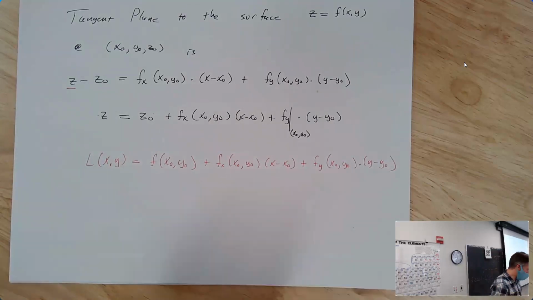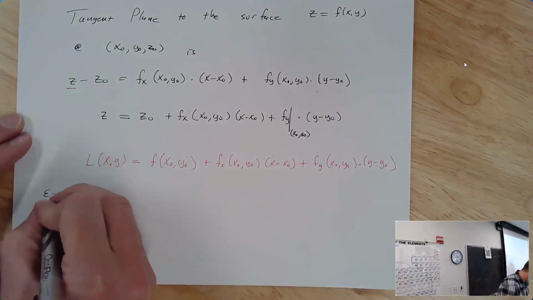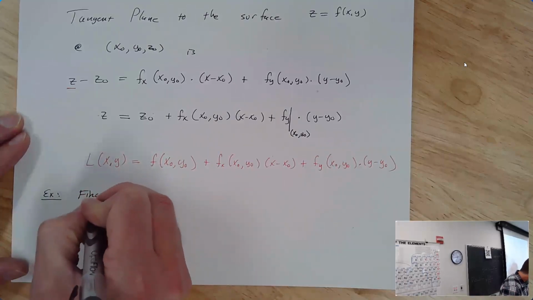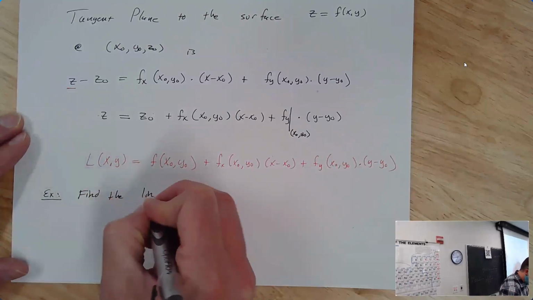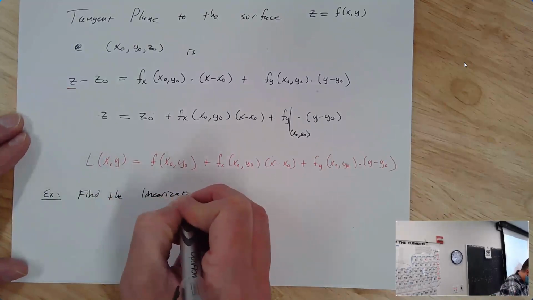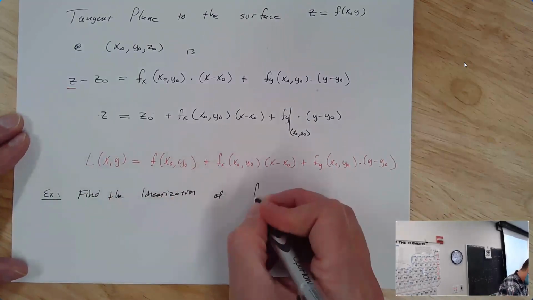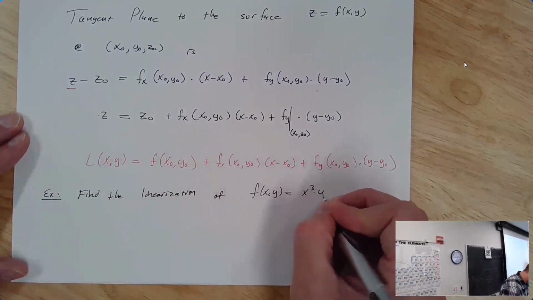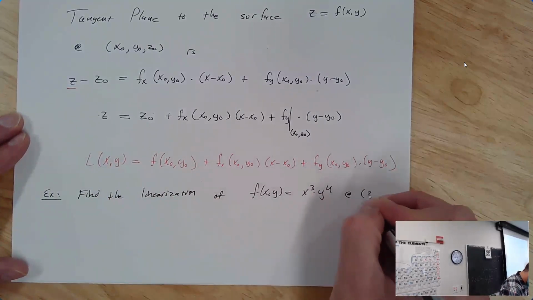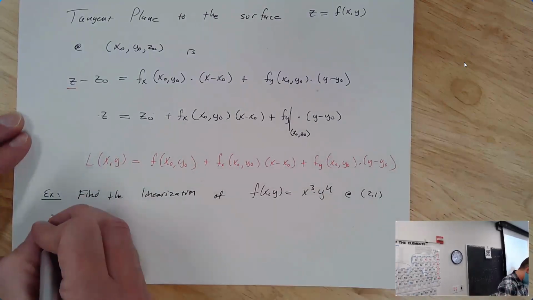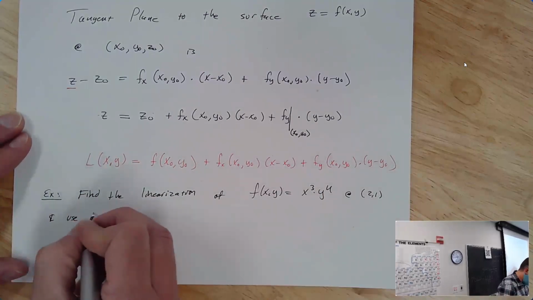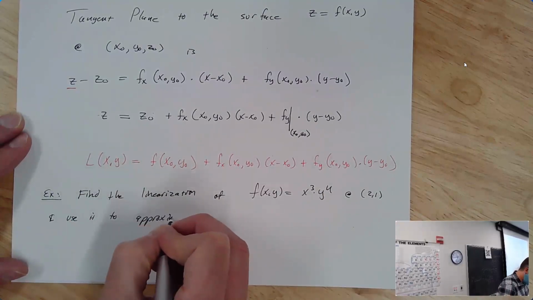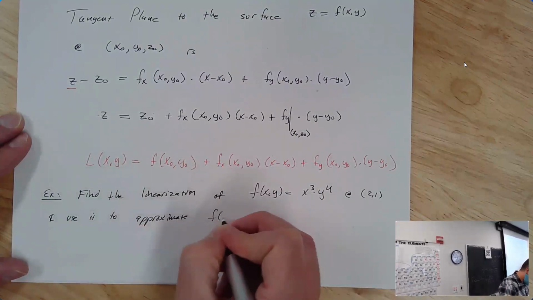So let's do an example. And then let's talk about why we care about this at all. Find the linearization of the function f of x, y equal to x cubed times y to the 4th at the point 2, 1, and then use it to approximate f of 2.2, 0.9.